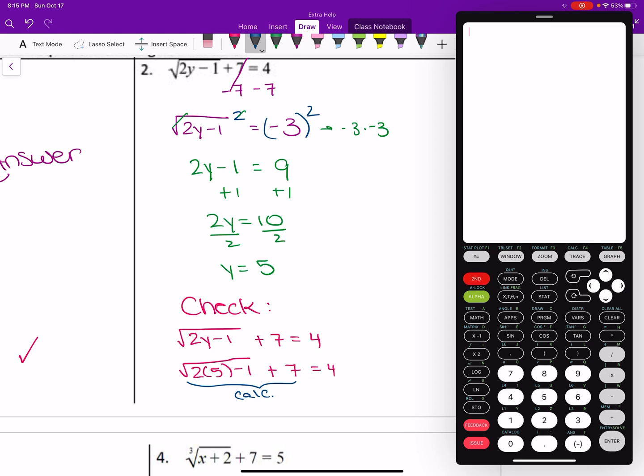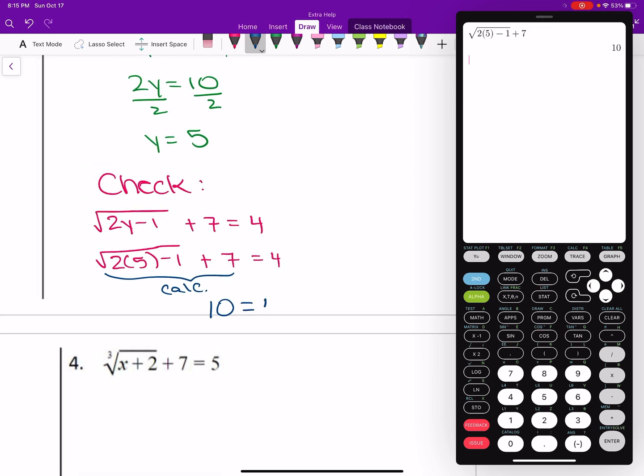I'm just going to type in radical, second x squared, 2 times 5 minus 1. Now make sure that either you end the parenthesis if you're using an older calculator, or hit the right arrow key to get out of the radical before you hit plus 7. And the calculator gives me a 10 for the left side. Meanwhile, my right side said 4. 10 is not, in fact, equal to 4.